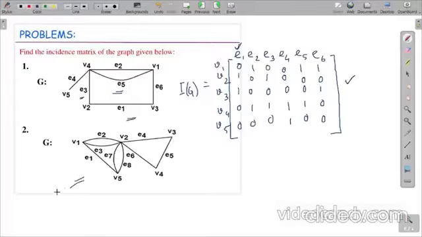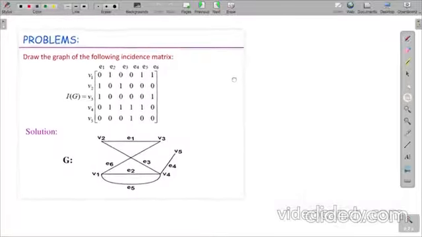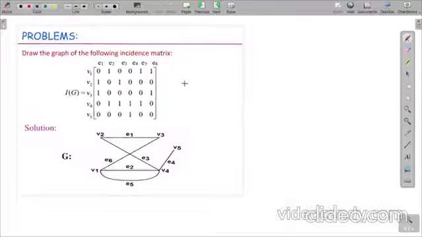Similarly, from this graph, we can find the incidence matrix in this way. Next, a matrix is given. We have to draw its graph. For this, what are we doing? How many vertices are there? V1, V2, V3, V4, V5. So we plot them.